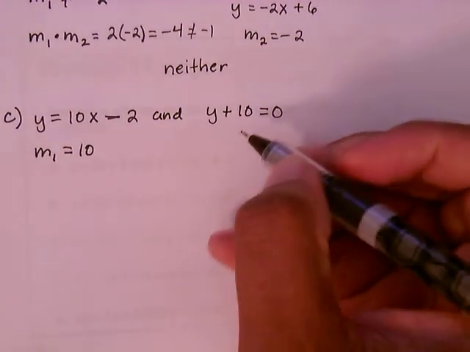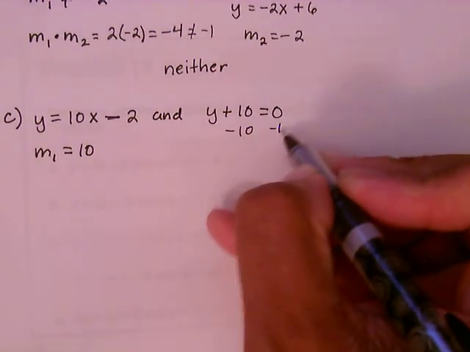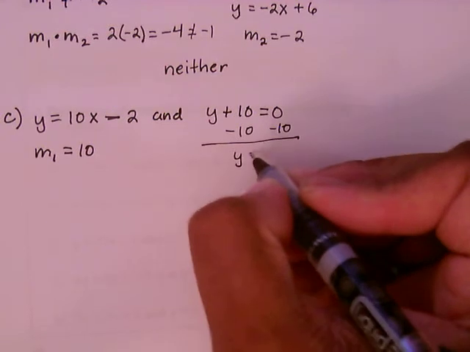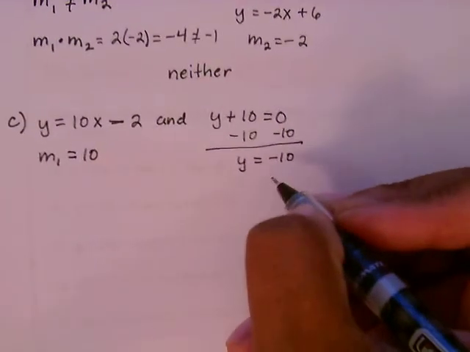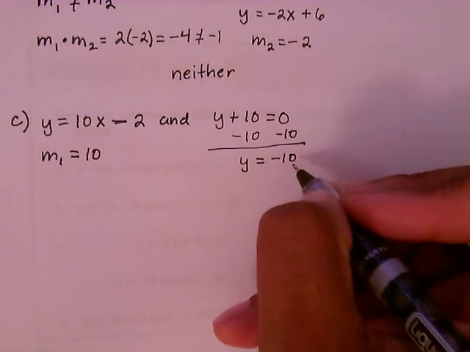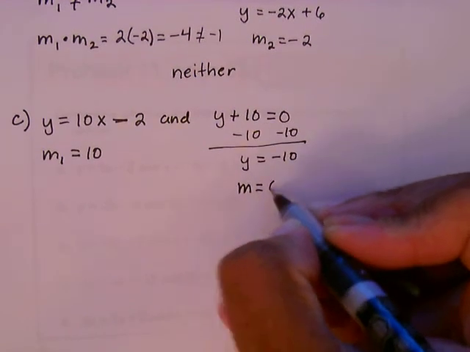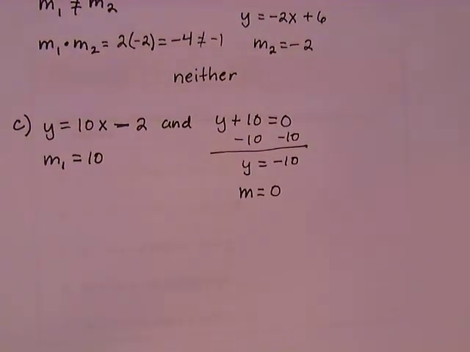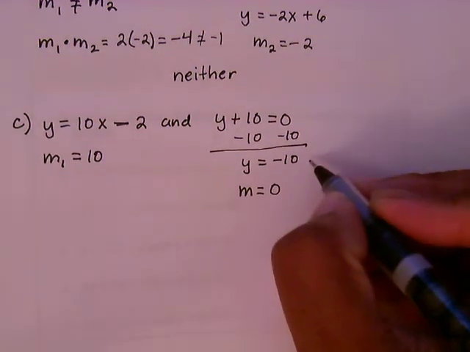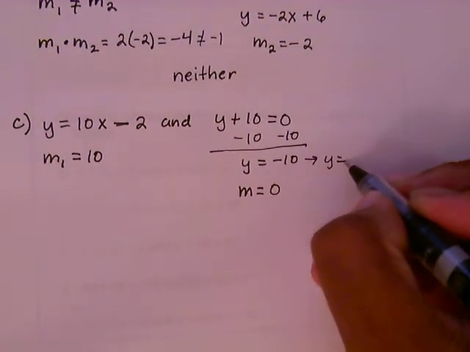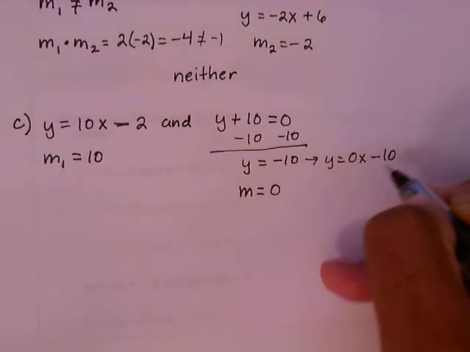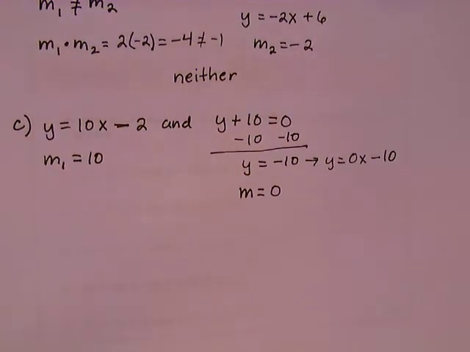Let's get y by itself. I'm adding 10, so I need to subtract 10 on both sides. So this will be y is equal to negative 10. Well, notice y is equal to a constant. That means the slope is automatically going to be 0. Now, if you wanted to, you can write that as y is equal to 0x minus 10. And you'll see that your slope is going to be 0. Because y is equal to negative 10 is a horizontal line. And in a horizontal line, your slope is automatically 0.